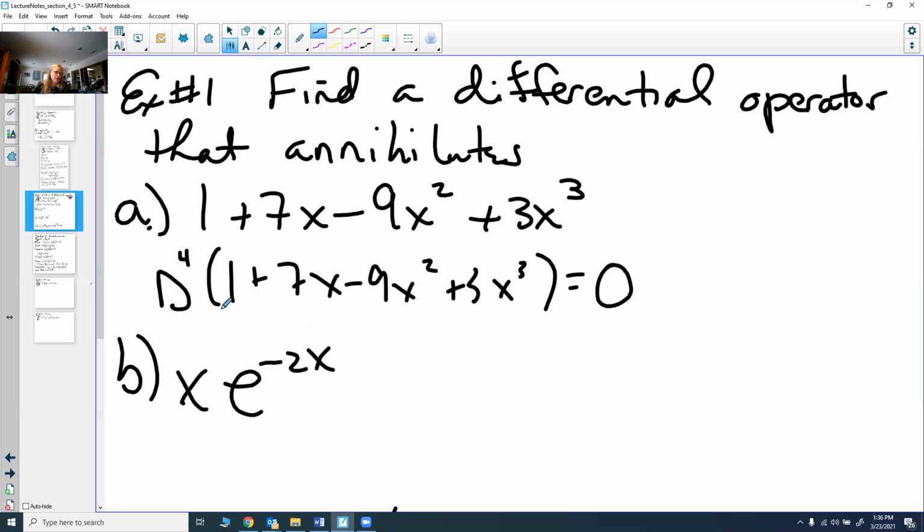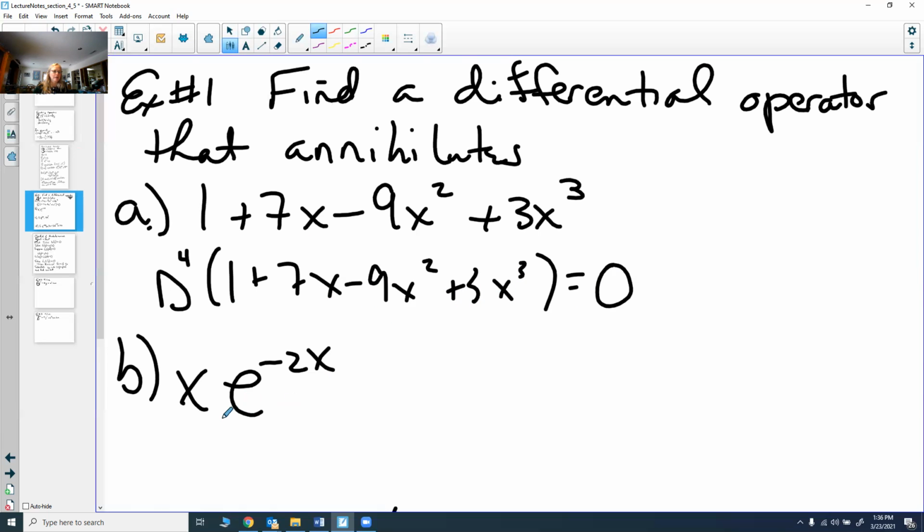And if you want to try this out, see that the first derivative of 1, of course, is 0. The second derivative of 7x is 0. The third derivative of 9x squared is 0. And the fourth derivative of 3x cubed is, of course, 0. So it all works out and you get that.